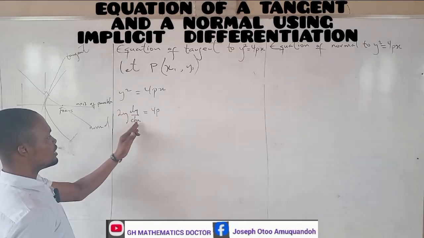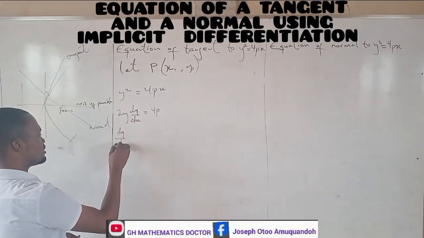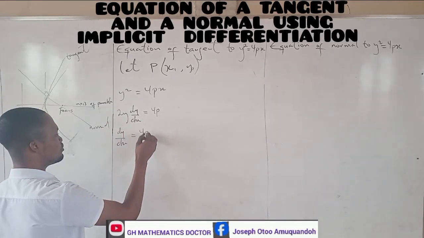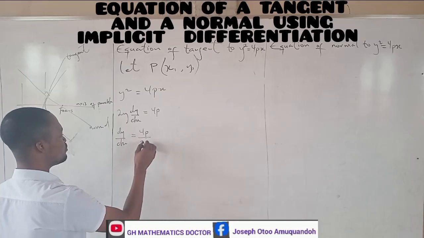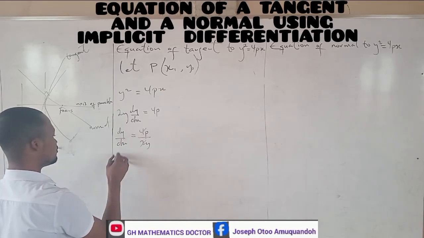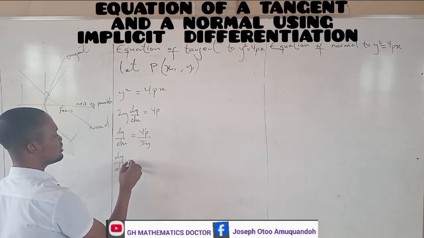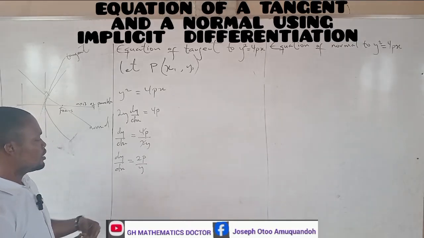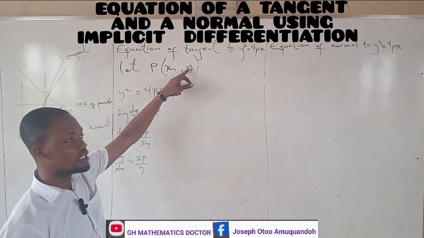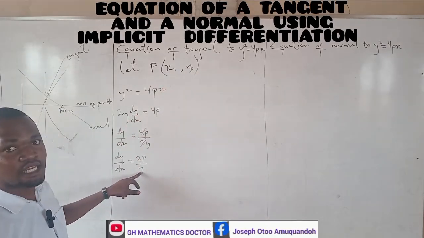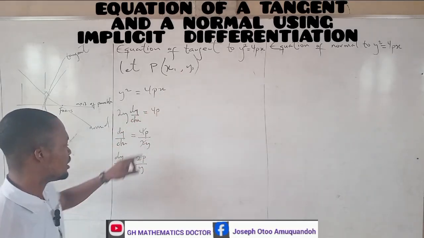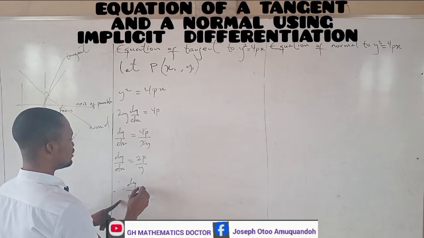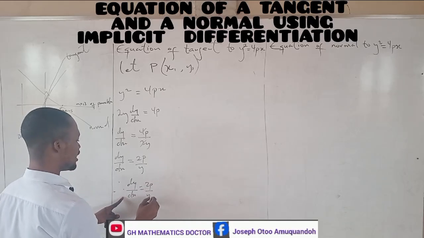Then we need to make dy/dx the subject. So dy/dx will be equal to 4p over 2y, dividing both sides by 2y. Then we simplify this, so dy/dx is equal to 2p over y. Then you substitute the coordinates in place of y in the gradient. So y here is replaced with y1, and our final gradient, or slope, is dy/dx equals 2p over y1.